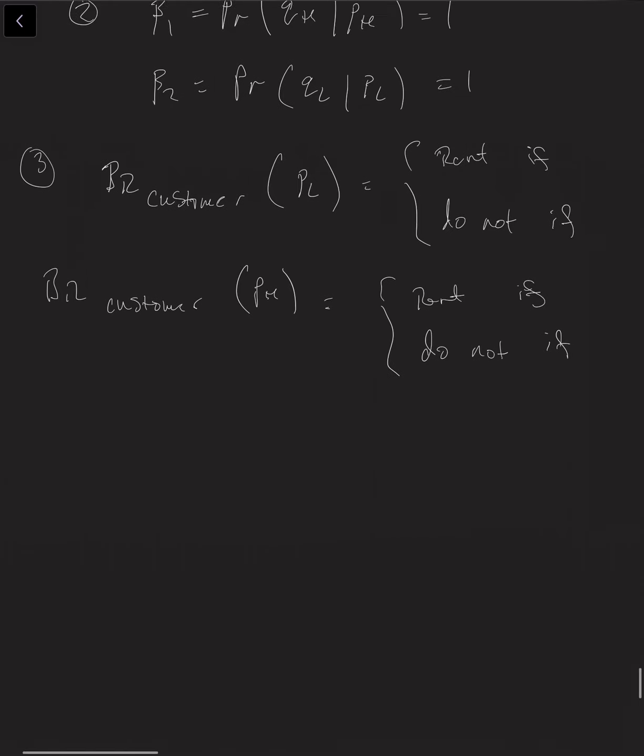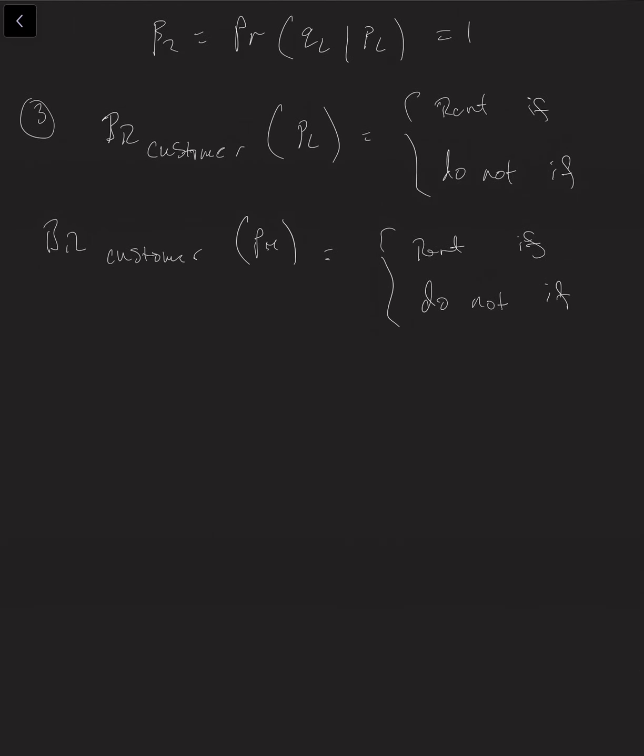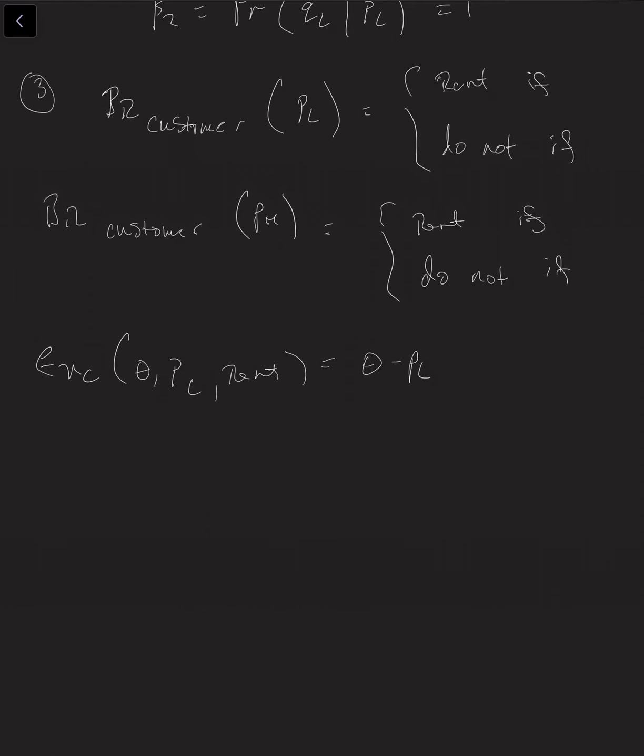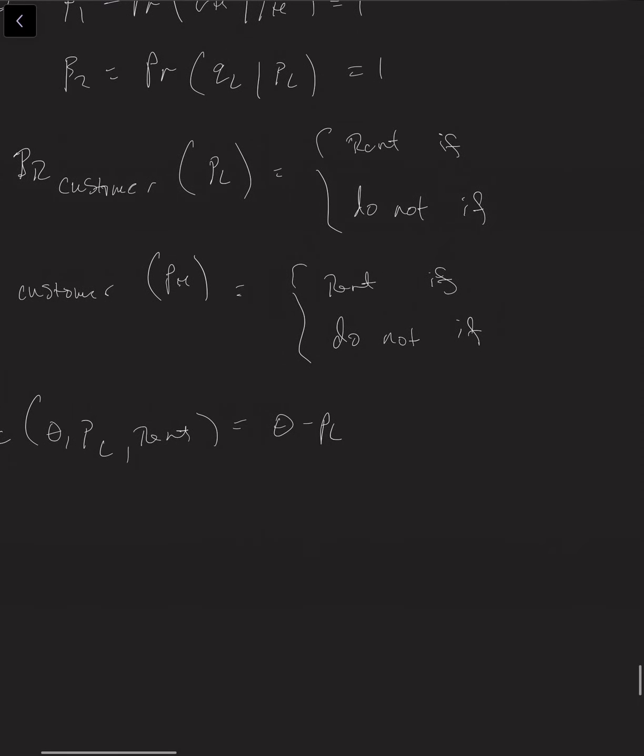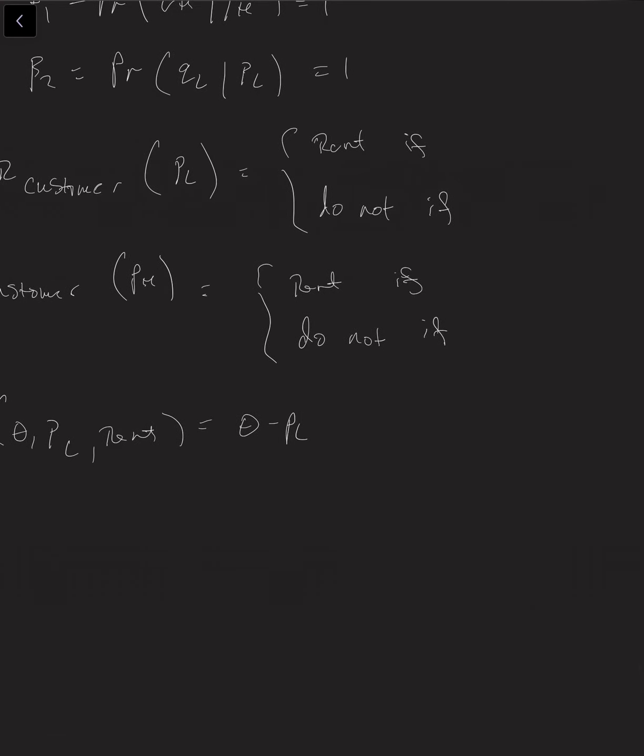Okay, so let's consider the customer's best response to PL first. If PL is posted, then a customer of type theta's expected utility from renting is theta minus PL. This is greater than 0 if theta is greater than PL. So you're going to rent if your type is greater than or equal to PL, and you're not going to rent if it is less than PL.